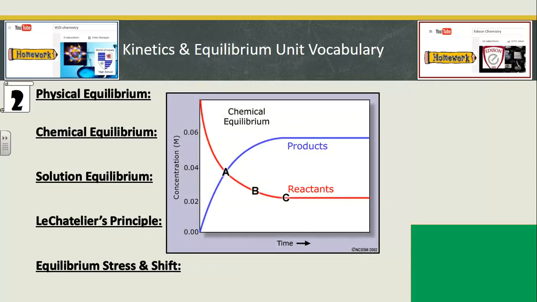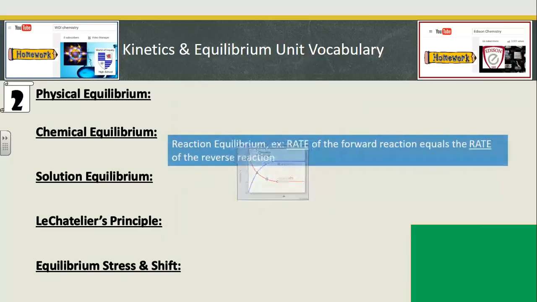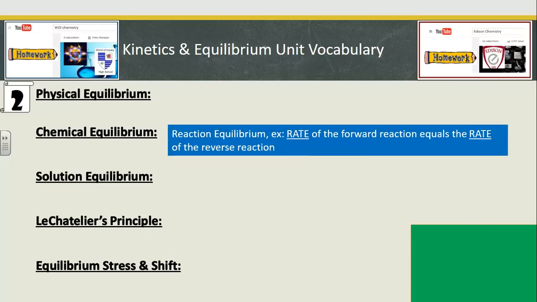Chemical equilibrium, however, is slightly different. It's the rate of formation of the forward reaction equals the rate of the formation of the reverse reaction. So both reactions are happening at the same speed, but in opposite directions. It's kind of like a highway where everybody goes exactly 65 miles an hour in opposite directions.